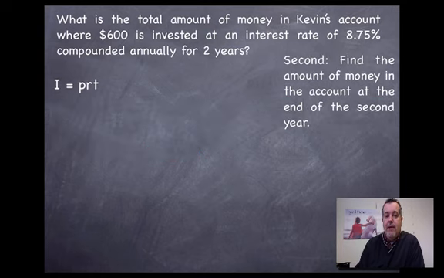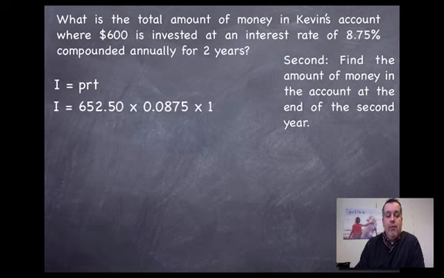So now that we know that, let's find out how much money there is in the account at the end of the second year. We've got our initial formula, I equals PRT, and we're going to plug in what we know. We have our starting amount for the second year, 652.50, times our 0.0875, which is our rate, times our year. Remember, we're only doing one more year. So we have the 1 there.